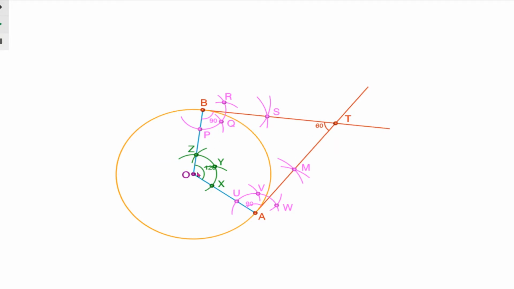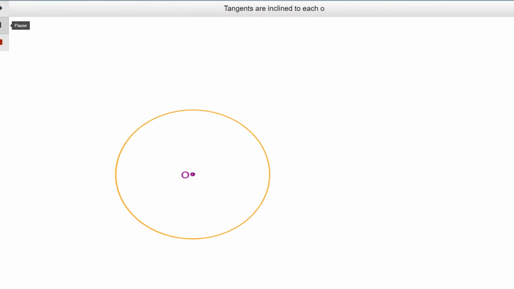Now let us see how we are going to draw these tangents. So take a problem: draw a pair of tangents to a circle of radius 5 centimeters which are inclined to each other at an angle of 60 degrees. Draw a circle of radius 5 centimeters. For this, take a center O, and with O as center, draw a circle of radius 5 centimeters. Open your compass to a radius of 5 centimeters.